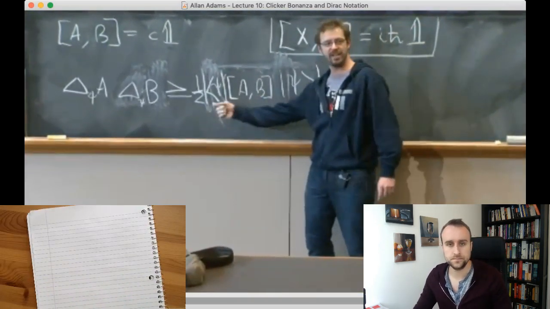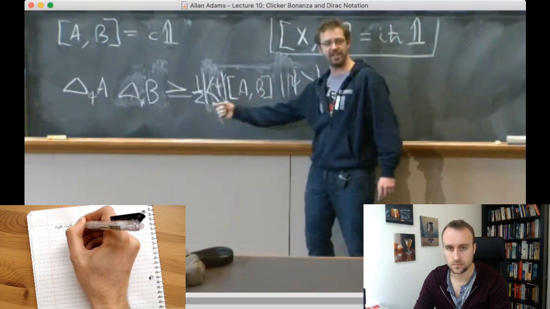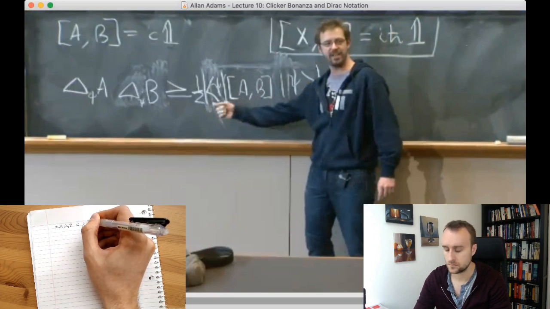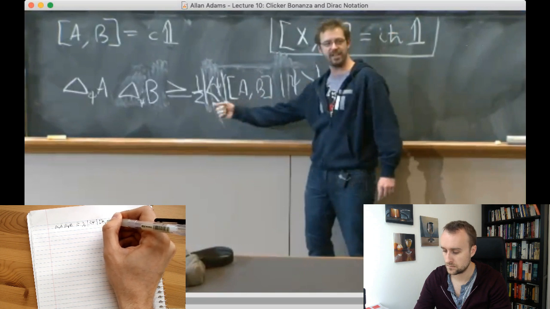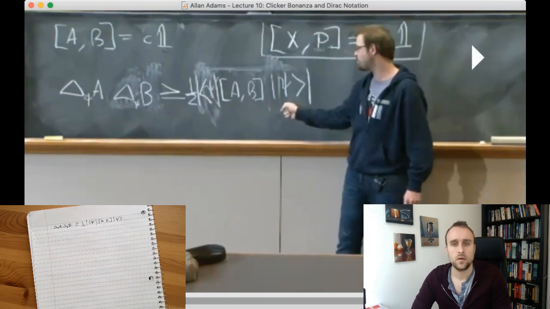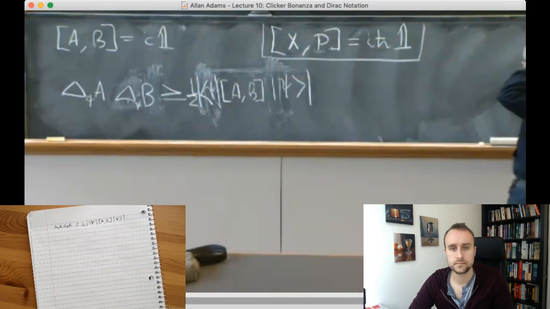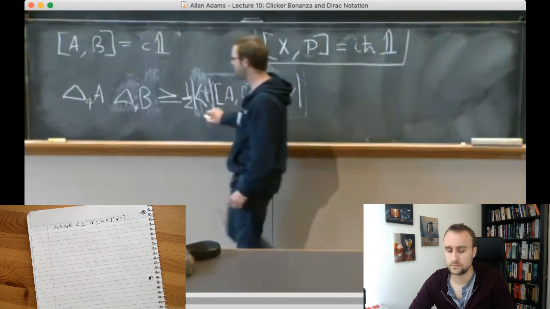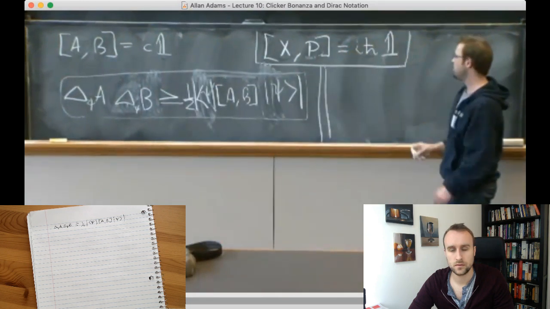So we take the commutator, we take the expectation value in our state, we take the norm, multiplied by 1/2, and this is the commutator. We'll derive this using just math. This will come from just linear algebra. So let's check this in the case of X and P.